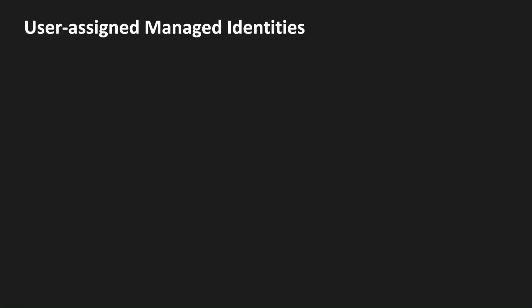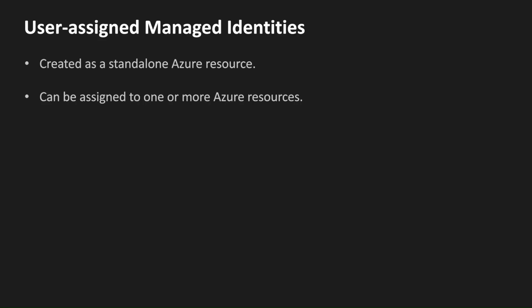Now let's see user assigned managed identities. They are created as a standalone Azure resource. So they are resources, okay? They don't live inside a resource as we have seen in system assigned managed identities. And that's the huge difference between them. Can be assigned to one or more Azure resources. So a single user assigned managed identity can be used by multiple resources. So not just per resource, okay?